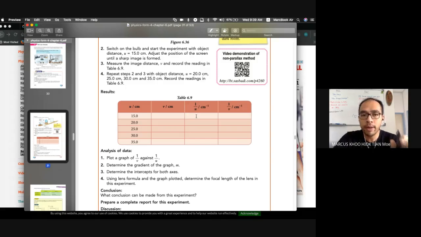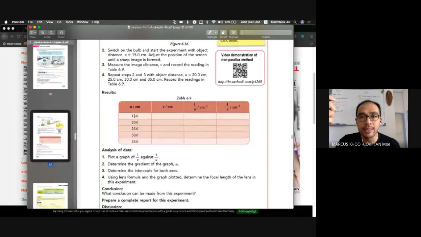Okay, now I want to remind you, 1 over U is not just 1 over 15. You have to give it to me in at least 2 or 3 decimal places. So let's say your U is 15. For example, your U is 15. So 1 over 15 is 0.0667. Don't write 1 over 15. There is no way you can plot 1 over 15. Whoever wrote 1 over 15, that's really embarrassing. So please do this in decimal places.